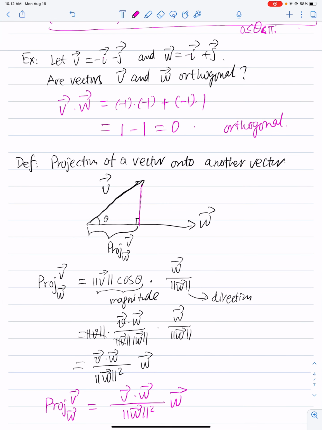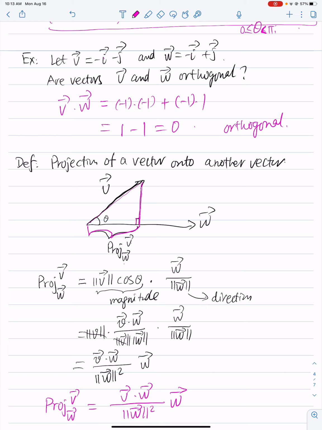Okay, so the next one is a little bit complicated. It's called what? Projection of one vector onto another one. So we want to project this vector v onto w. So what do we want? What does projection mean? Is like, okay, so you draw a vertical line to w, yeah. Okay, and then the part here is called the projection of v onto w.